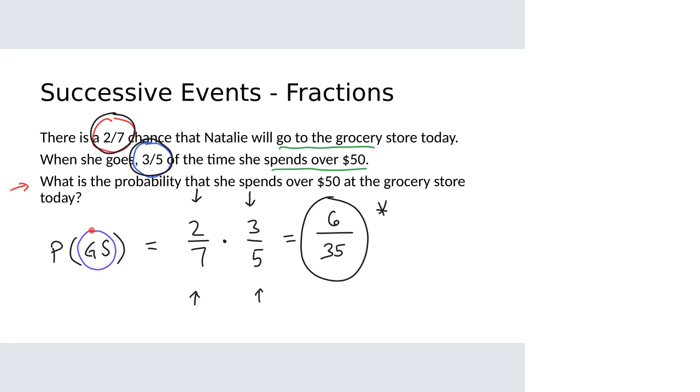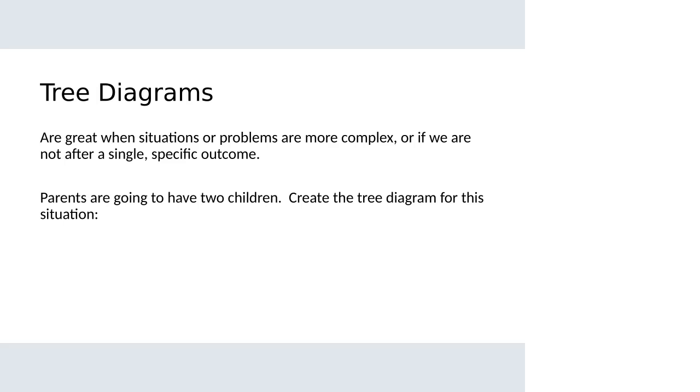When that happens, that's when we bring tree diagrams into our toolkit. Tree diagrams are a great way to organize complex situations, and they're a great way to answer questions that might be after more than one single specific outcome. And I'll make sure that I differentiate between what is a single specific outcome and what's not, because you're going to want to know, when do I need to use a tree diagram anyway? I'll make sure that we discuss that.